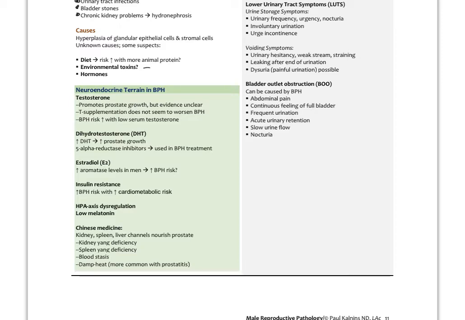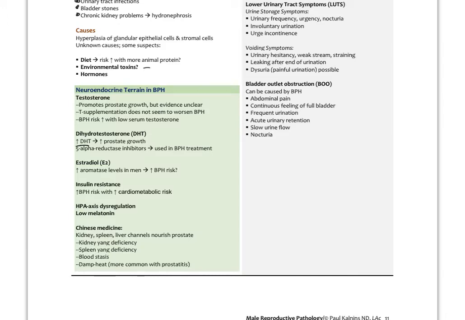Again, if there's any underlying prostate cancer, we have to be very careful about testosterone supplementation in a patient with BPH. We do know that BPH risk can be increased with low serum testosterone. So it seems like that's one factor, is maybe low serum testosterone, but higher dihydrotestosterone. So DHT in particular, remember this is the active form of testosterone that is converted via 5-alpha reductase.